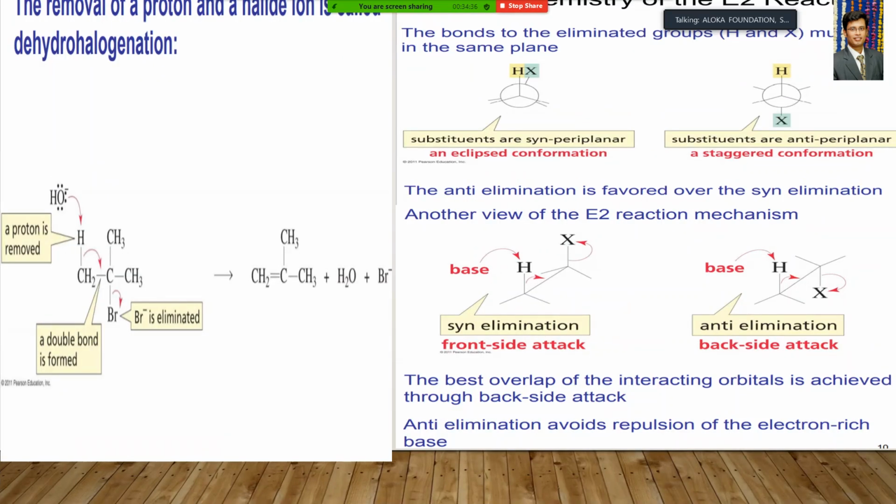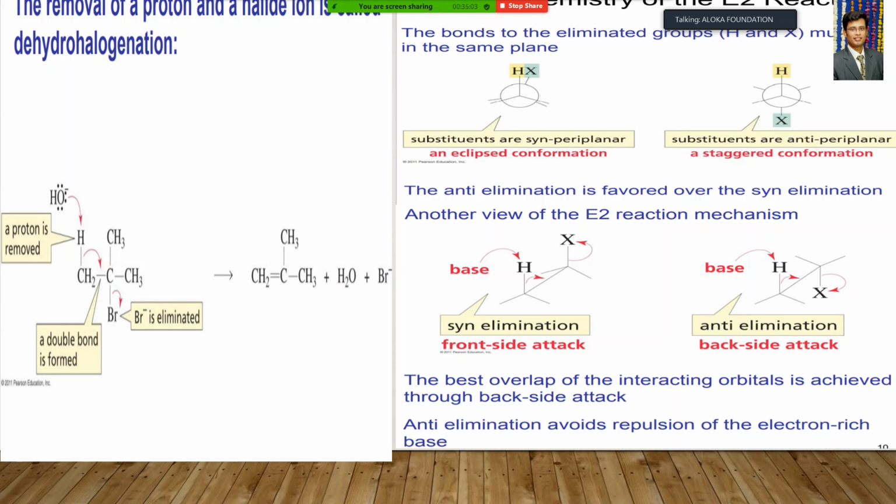So it takes place in one step. First, the base abstracts the proton, which is beta to your alkyl halide carbon, and forms a double bond. In the formation of the double bond, your bromide gets eliminated. Thus the reaction takes place.